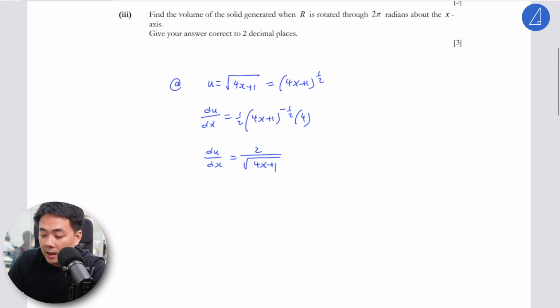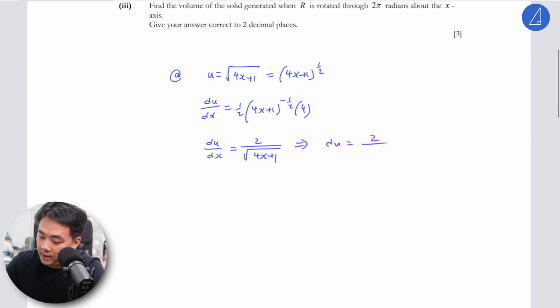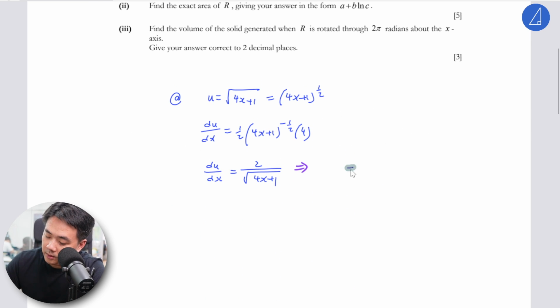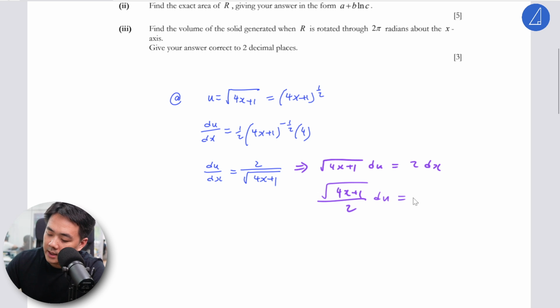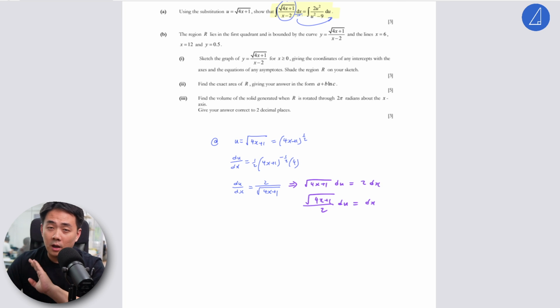Okay, then we will get du equals 2. We want du, or rather dx, we need dx, right? So maybe I just multiply the other side, square root of 4x plus 1, du equals 2 dx. Then we're going to write dx equals square root of 4x plus 1 over 2 du. So here we get dx is this. Now, if your school teacher doesn't allow it, just erase it for this step. But like I said, it's found in all calculus textbooks, university textbooks, this way of writing it.